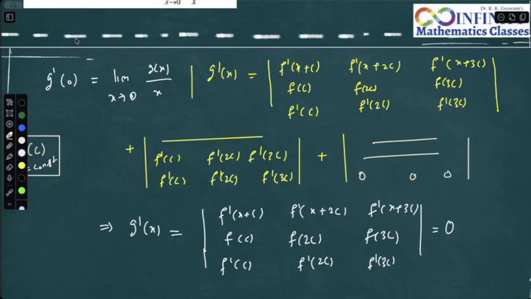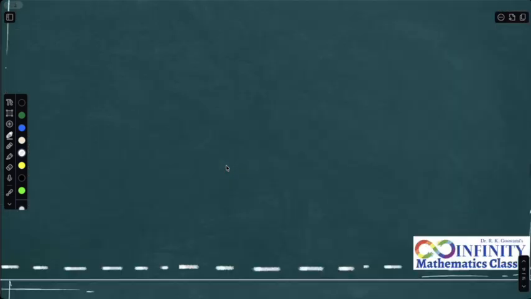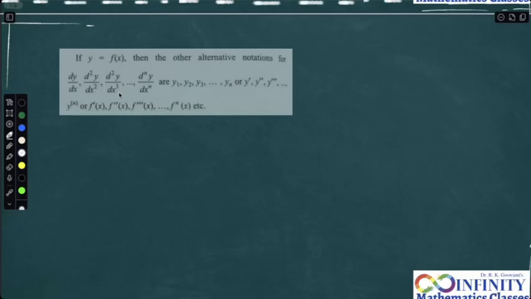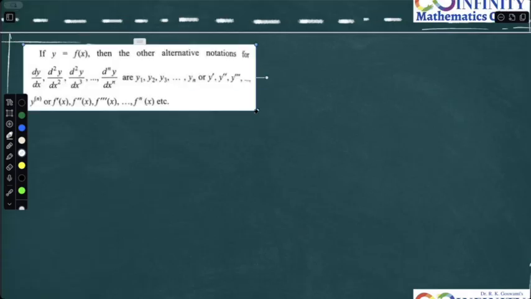Next, let us just quickly discuss this higher order derivative. They are not going to be different. Whatever you have done, it is the same thing. First of all, try to note down the notations. So these are the notations we are going to use.